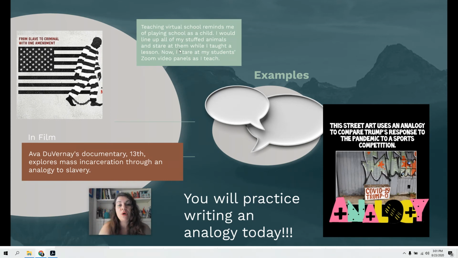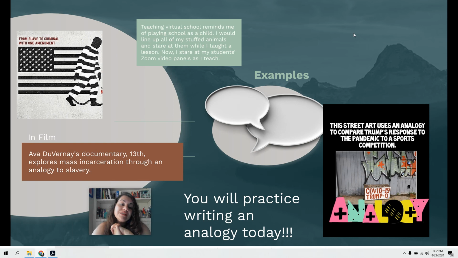So my example, an analogy of virtual school. Teaching virtual school reminds me of playing school as a child. I would line up all of my stuffed animals and stare at them while I taught a lesson. Now I feel like I'm just staring at my stuffed animals, but instead of stuffed animals, it's like your little faces on the Zoom screen. I feel just as disconnected to you guys as I did back then, because obviously stuffed animals can't respond. Right? So that's my analogy.